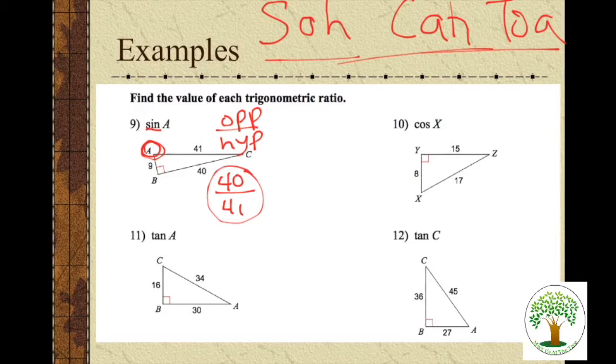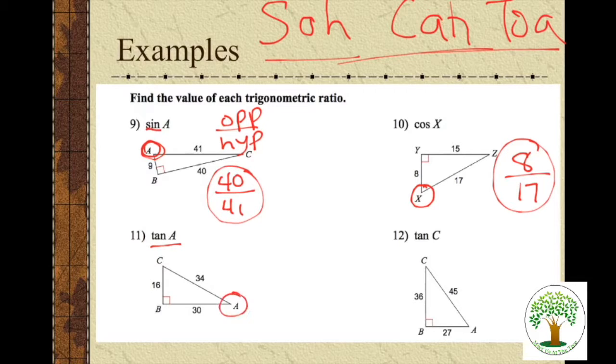Number 10, cosine is the CAH. That's adjacent over hypotenuse. And we're referring to x. Which one's the adjacent? 8. And the hypotenuse? 17. Good job. Can I reduce 8 over 17? No. Okay.